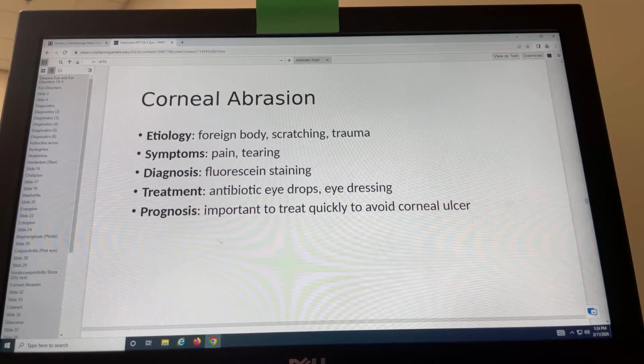Sometimes they'll give you antibiotic eye drops just to prevent an infection, because now you have a scratch in your eye, and that creates a portal for germs to get in. And we don't want that. They might put a dressing over it, like a patch, to keep it still and to keep anything from getting in there. It kind of depends on how bad it is too. It is important to treat it or get it seen to make sure it doesn't turn into a corneal ulcer.